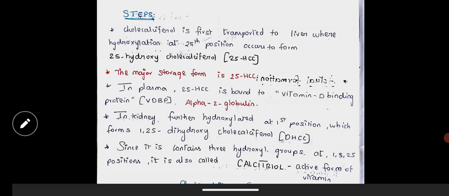25-HCC is the major storage form of vitamin D. In plasma, 25-HCC is bound to vitamin D binding protein. In vitamin A we saw retinol binding protein, right? In the same way, in plasma, 25-HCC is bound to vitamin D binding protein, VDBP, which is known as alpha 2 globulin.